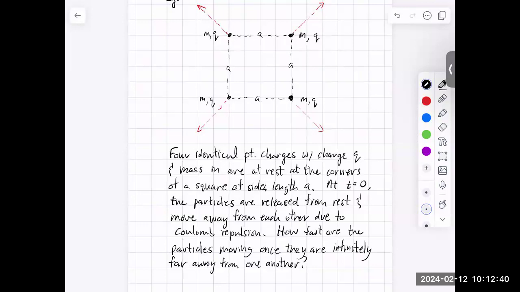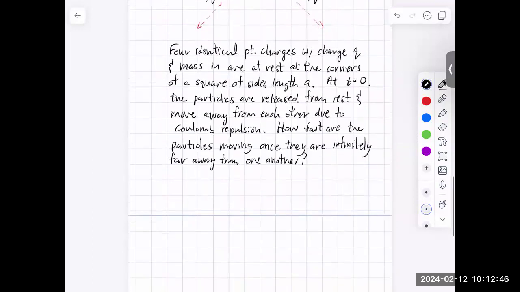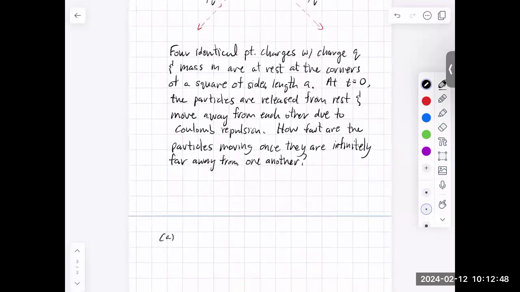So what we want to do is an energy analysis. I'm going to break this up into a couple of steps. In the first step, I'm going to find the initial potential energy of the system. There's going to be some U net.